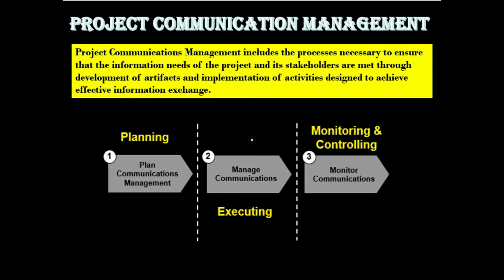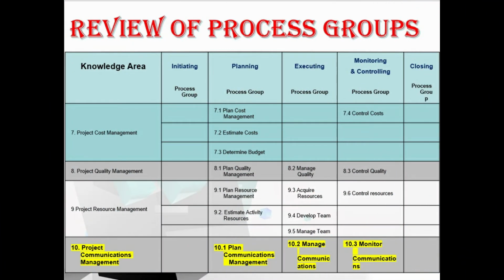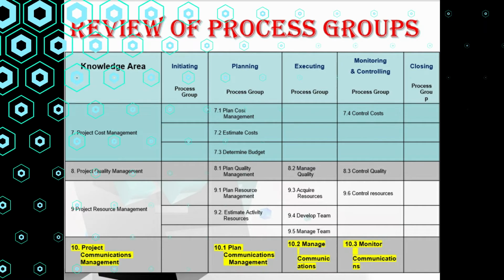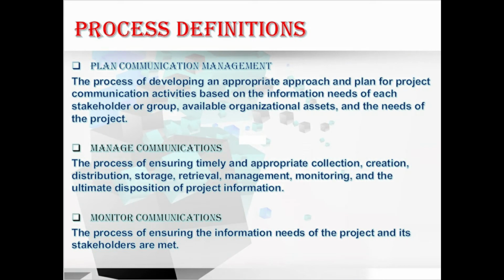We have three processes in project communication management: plan communications management, manage communications, and monitor communications. Let's go through the definition of each of these three processes in more detail. First, plan communications management: the process of developing an appropriate approach and plan for the project communication activities, based on the information needs of each stakeholder or group, available organizational assets, and the needs of the project. The theme is the process of developing and planning.